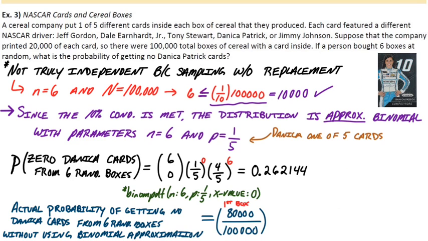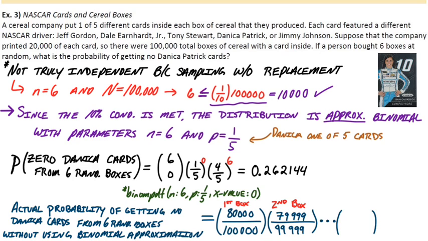That's our first box. And then our second box, we ate that box of cereal. Our second box, there's 99,999 left with 79,999 losing cards left. So hopefully you catch my drift. There's 1 less total boxes and there's 1 less boxes without a Danica card in it.